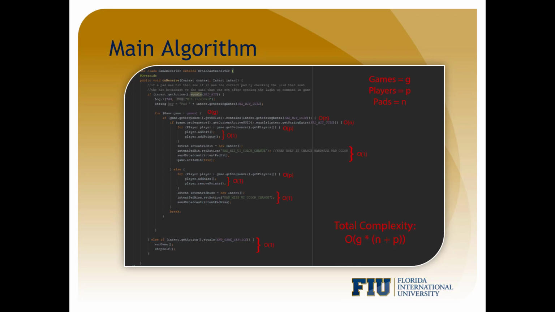Here's a screenshot of the new algorithm implemented in the new system. After applying proper algorithm techniques, the total complexity was brought to O(G times n plus p). This complexity is good enough considering that the number of concurrent games and players will never exceed 100.